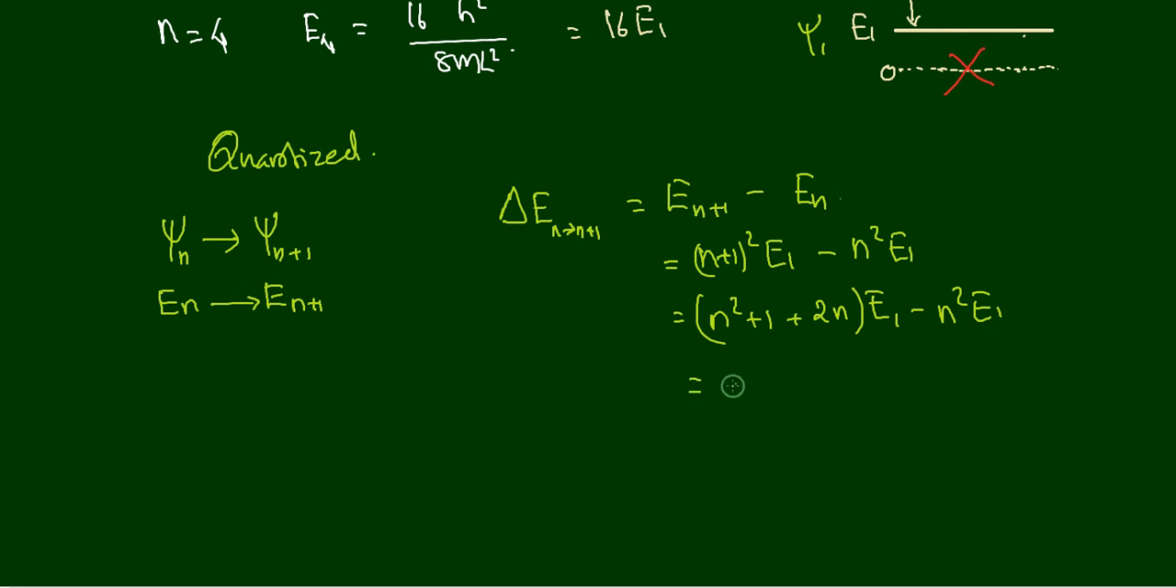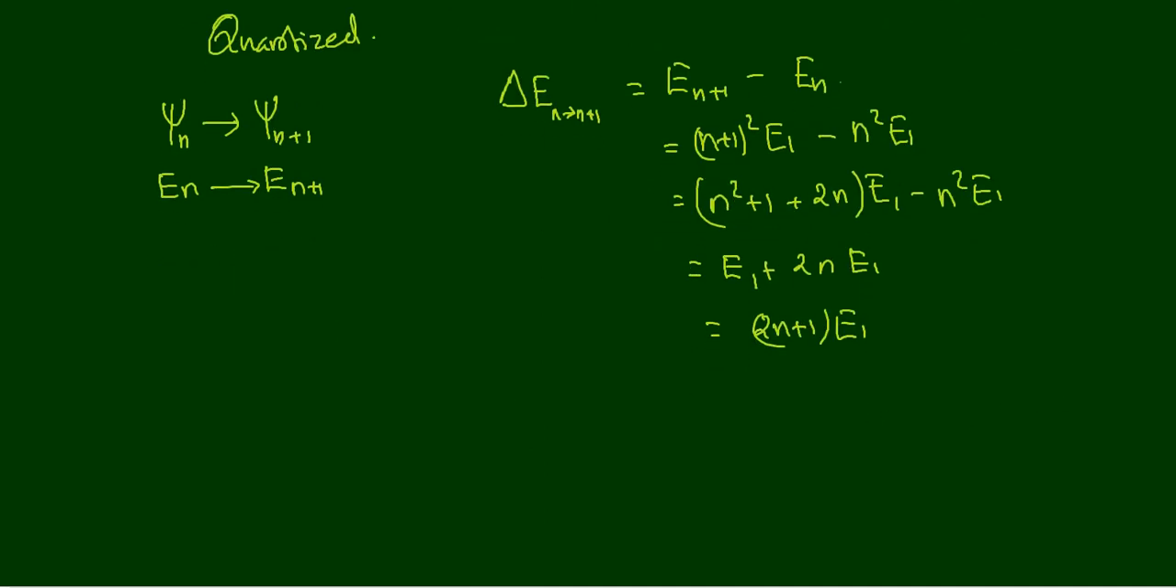So what remains is E1 minus 2n plus 2En, or we can write it like (2n plus 1) into E1. So that is the energy difference between the psi n plus 1 state and the psi n state. So delta E n to n plus 1 is equal to (2n plus 1) into E1. This is the energy we have to supply if we want to make a transition from psi n to psi n plus 1.